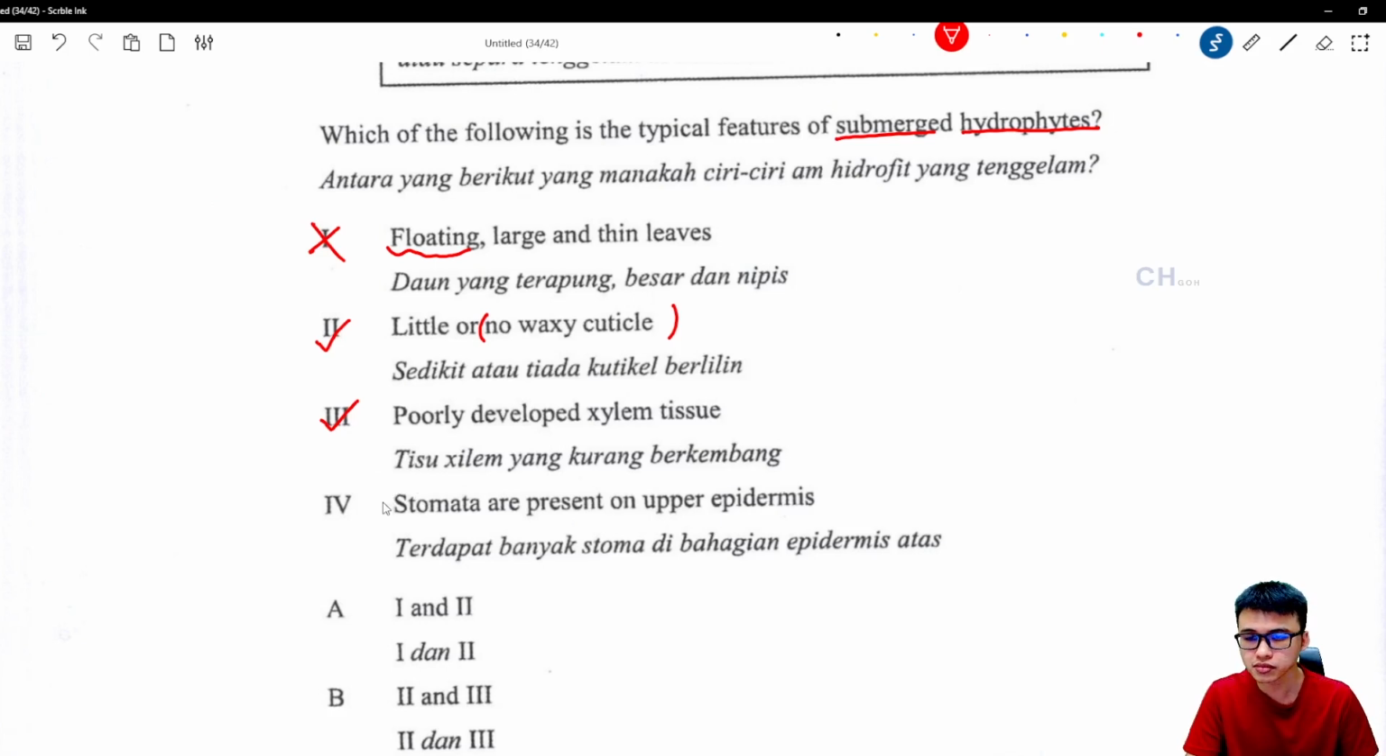4. Stomata are present on the upper epidermis. Guys, when you're living in the water, you're not going to have any holes on your leaf because the water will move in, correct or not? So you don't want to have any stomata. It's not useful in the water because the function of stomata is to allow gaseous exchange. When you're not exposed to air in the water, stomata basically is useless under the water. So 4 is wrong. 2 and 3. Answer is B.